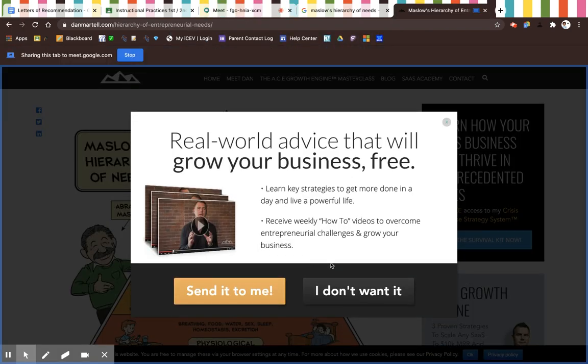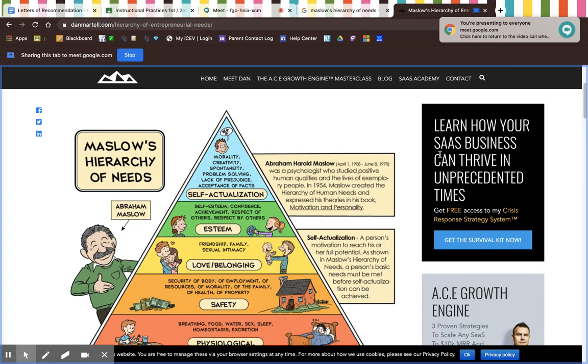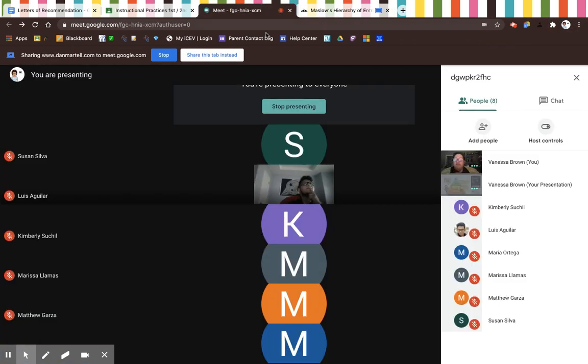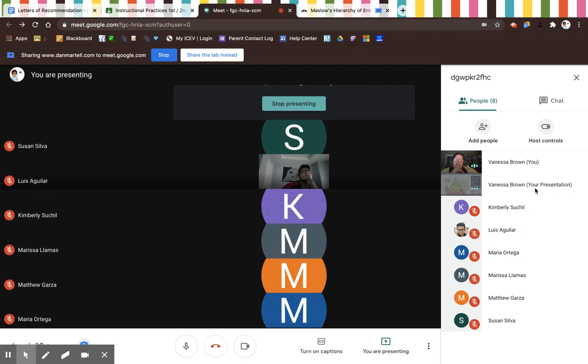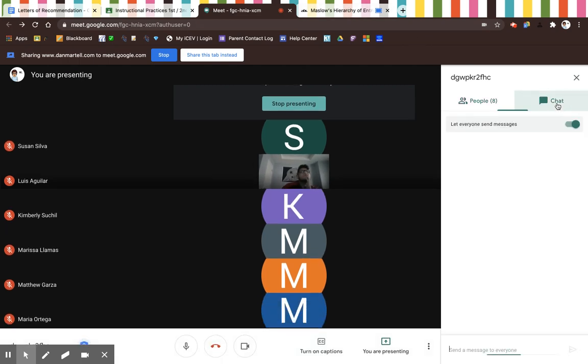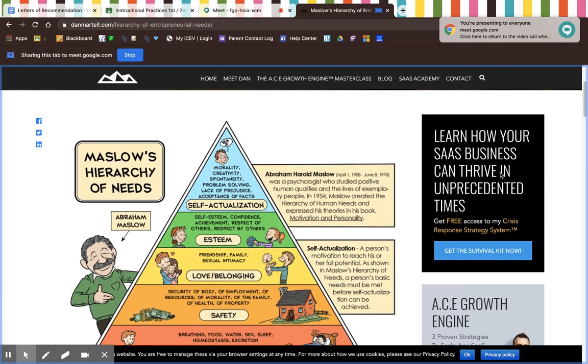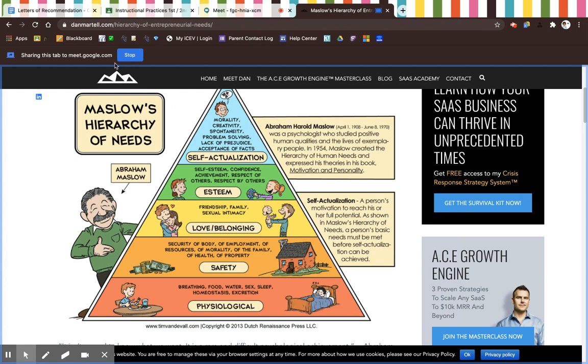And what he said is, before we even start, before we even try to teach children, we need to look at their needs. Are their needs being met? Are they able to function because their needs are being met, right? And this really goes back to what we've talked about, children in poverty, children of low income. So this is Maslow's hierarchy of needs. So Abraham Maslow was a psychologist who studied positive human qualities, and he created this hierarchy of needs. And he said that these are the things that motivate people.